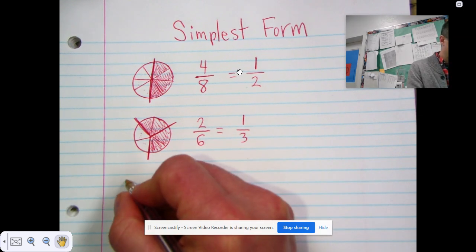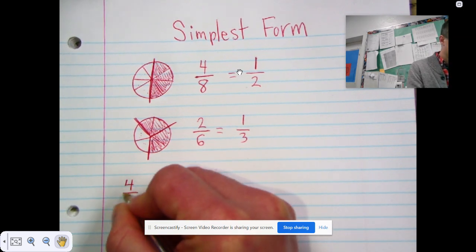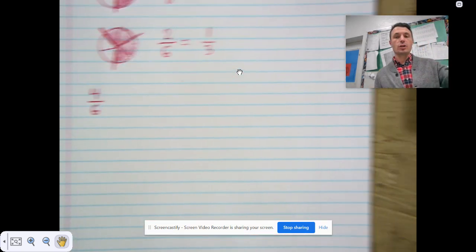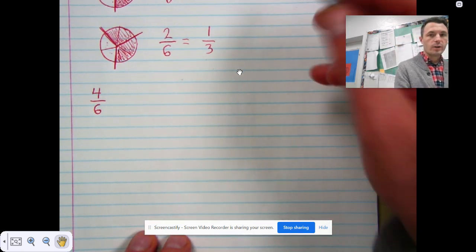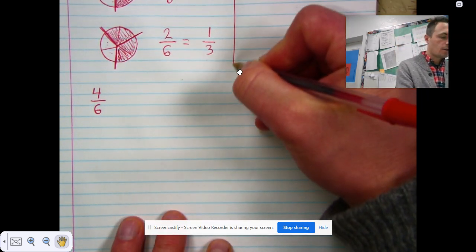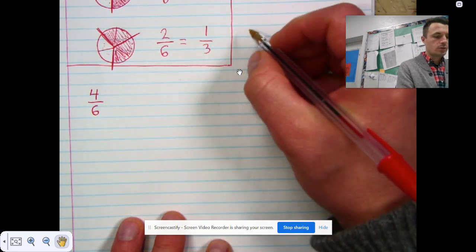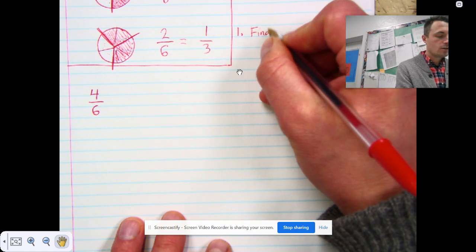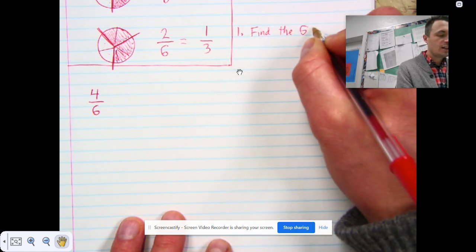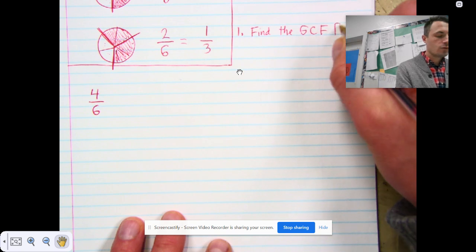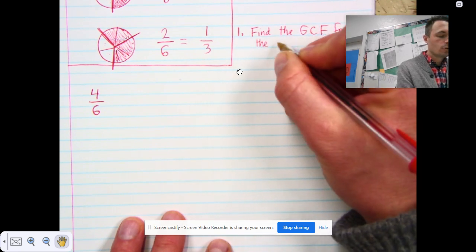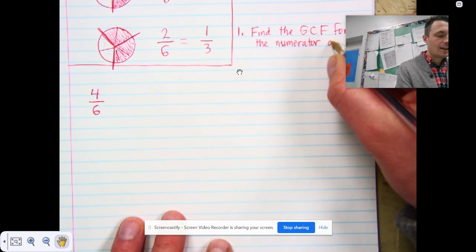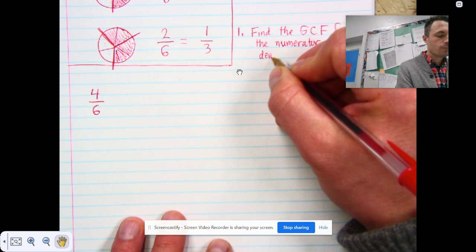Let's start with an easy one, like 4/6. Here are the steps to putting a fraction in simplest form. Why don't we box this off and write those steps starting right here. Step 1 is find the GCF for the numerator and denominator.